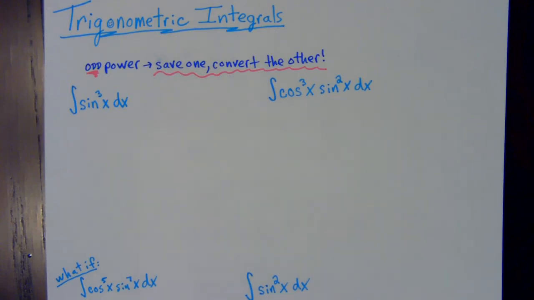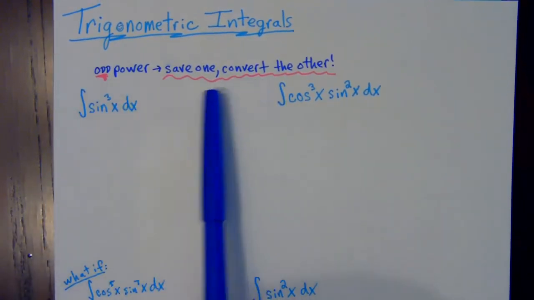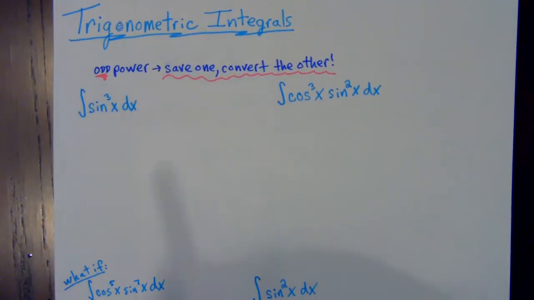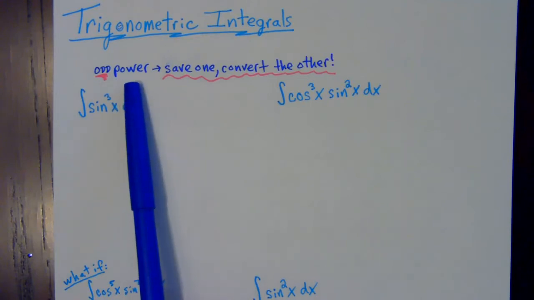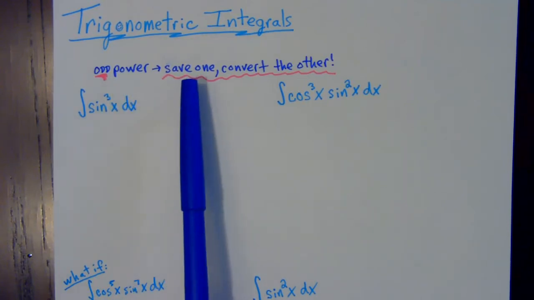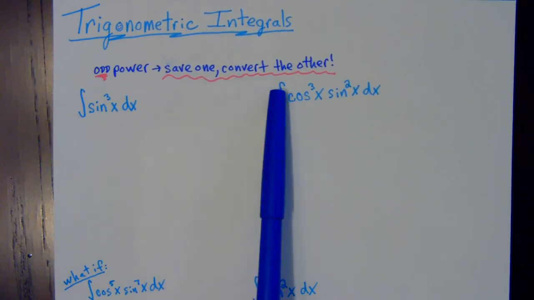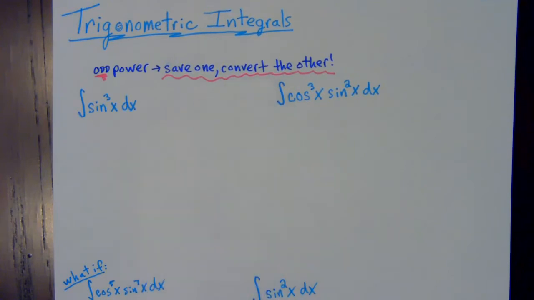But one technique that we're going to use quite a bit, and you're going to hear me say quite a bit when we're going through this stuff and through homework problems, is if you have an odd power, chances are you're going to choose that odd power, and I'm going to constantly say save one, convert the other. So you're going to save one of them, convert the other. And when we convert the other, I'm talking about using the Pythagorean identities that we just mentioned.